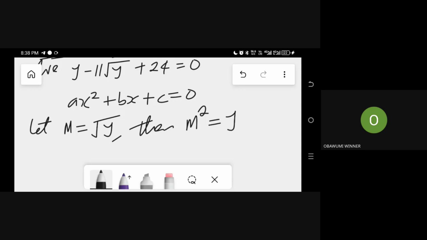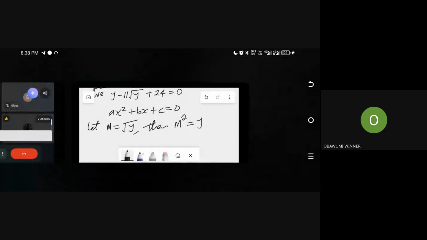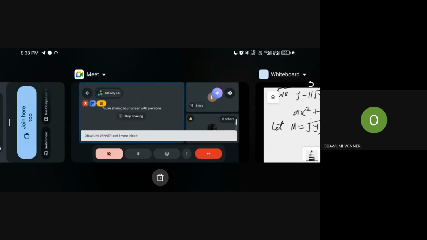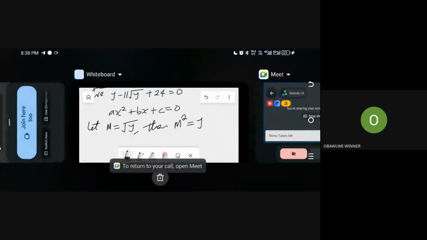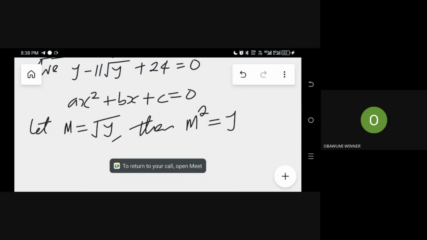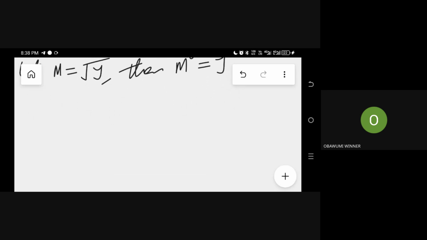Does everybody know how I got m to the power of 2 equals to y? If m is equals to the square root of y, does everybody know how I got m to the power of 2 is equals to y from that statement there? Okay, all right. So we'll have to deviate from this a bit so that I can explain to you how.